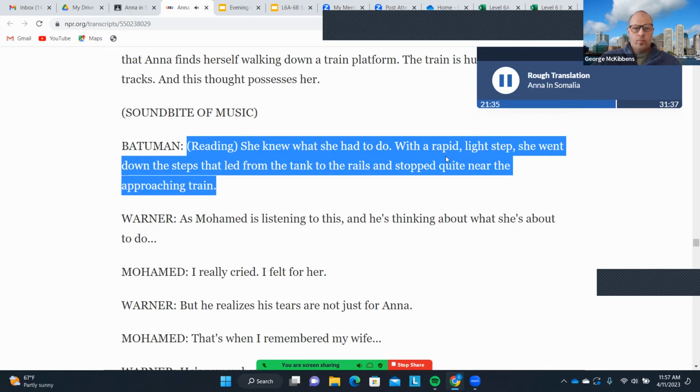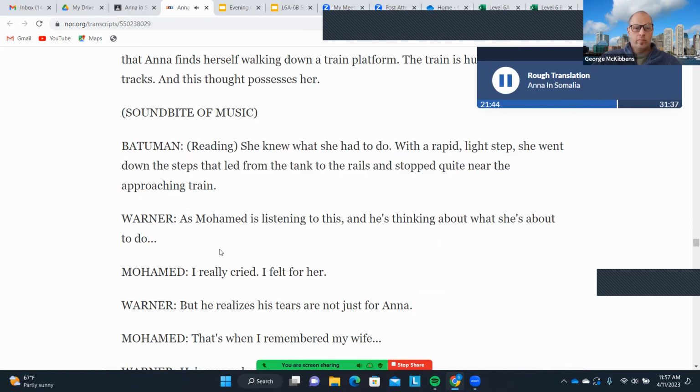She knew what she had to do. With a rapid, light step, she went down the steps that led from the tank to the rails and stopped quite near the approaching train.